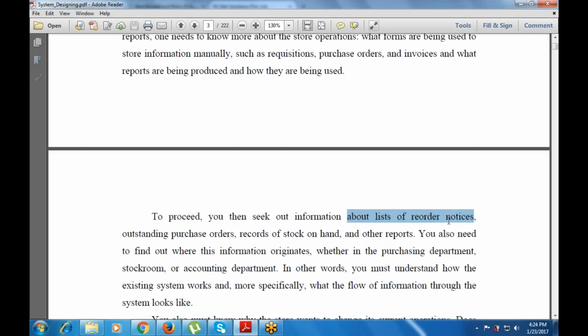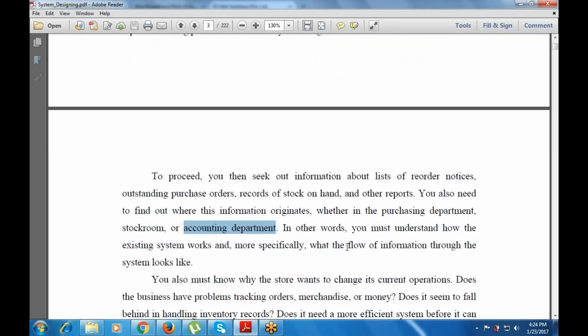You then seek out information about the list of reorder notices, outstanding purchase orders, records of stock in hand, and other reports. You also need to find out where this information originates, whether in the purchasing department, storeroom, or accounting department. In other words, you must understand how the existing system works and, more specifically, what the flow of information through the system looks like.